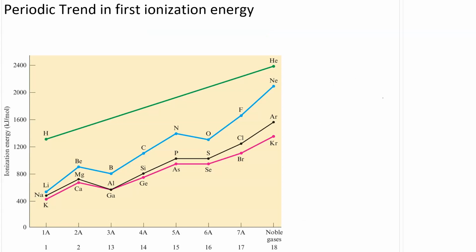The vertical axis here is energy in kilojoules per mole. The horizontal axis is group number. This is for the main group elements: groups 1, 2, 13, 14, 15, 16, 17, and 18. Each of the colors represents a period. For instance, the green is the first period.